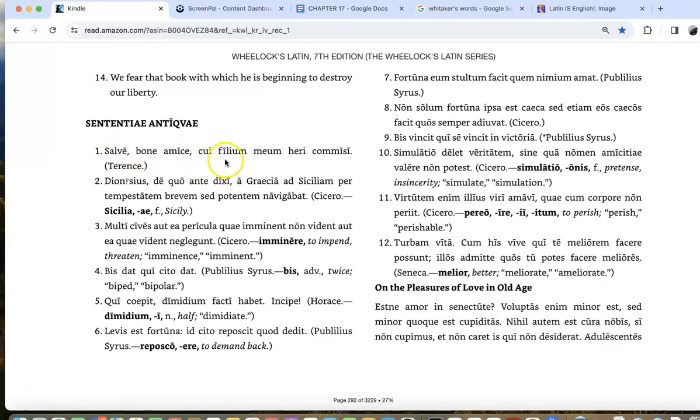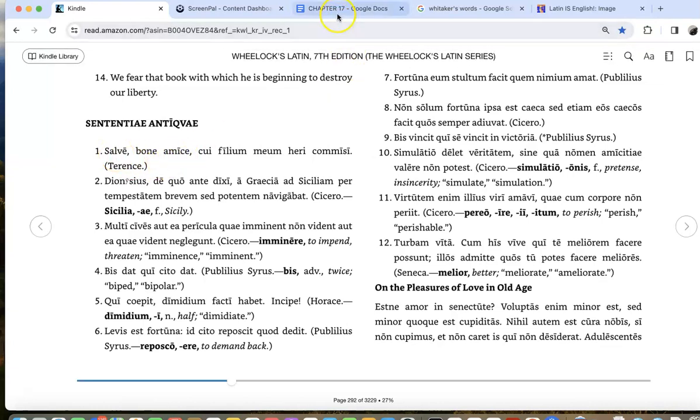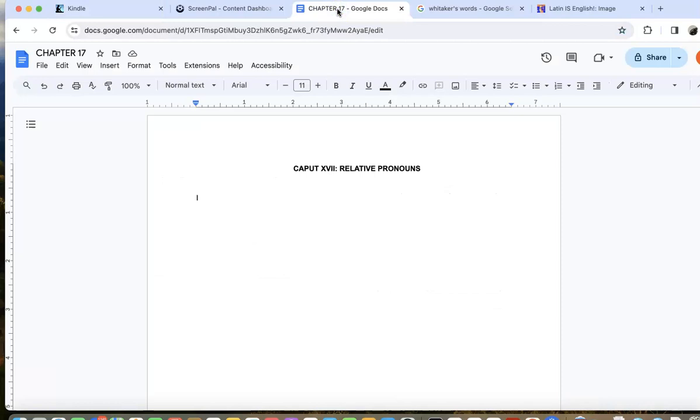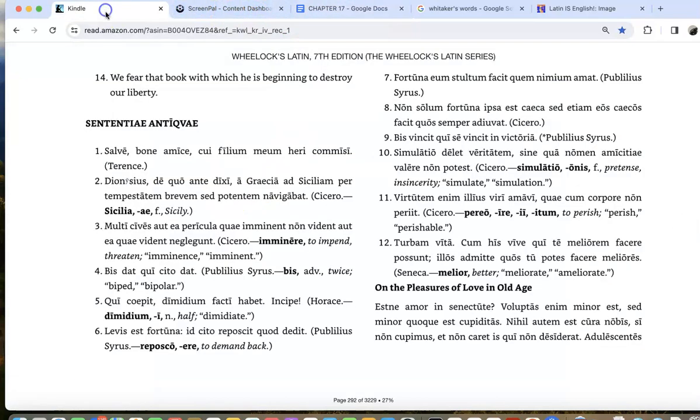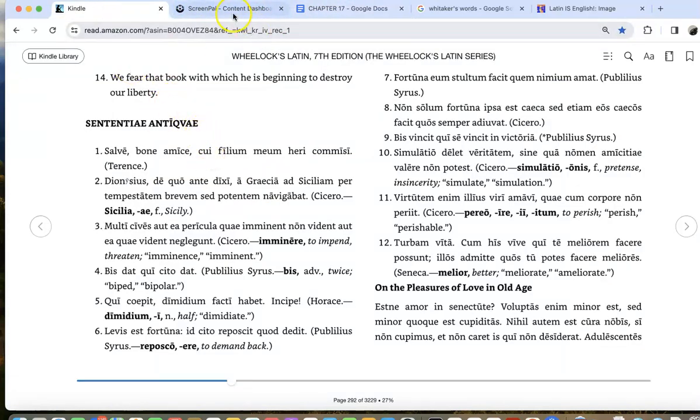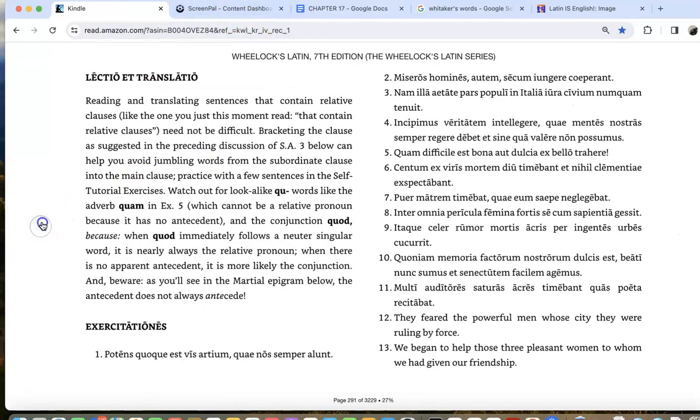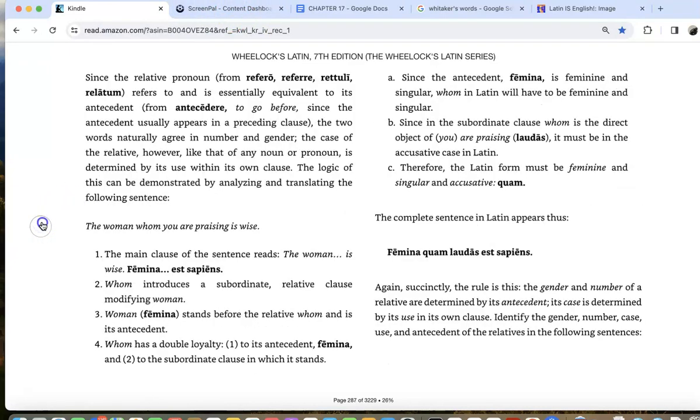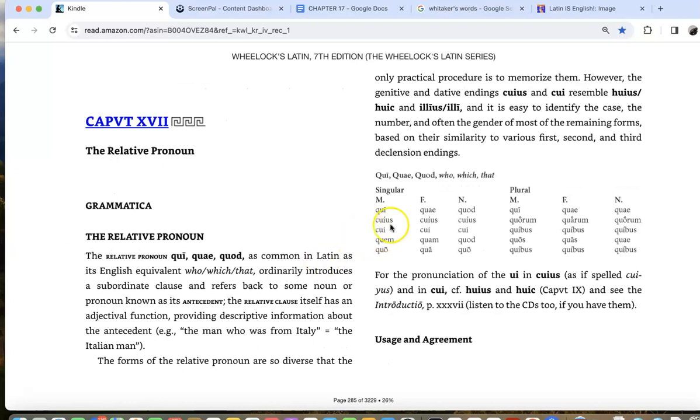So, salve bone amice cui filium meum heri commisi, by the Latin writer Terence, and it means greetings, my good friend. So let me go ahead and write that right now. Greetings, my good friend. And then how does it continue here? Well, we have cui, so let me just kind of go back. I'm not going to do this for all of these. This is where it gets a little bit awkward doing it online, where if we're in the classroom I could put this on the board.